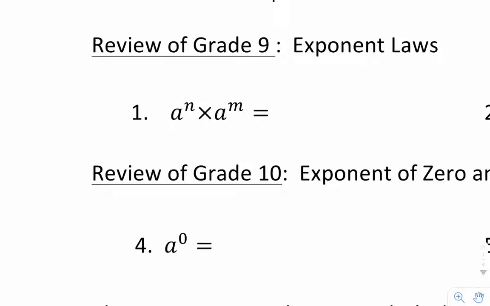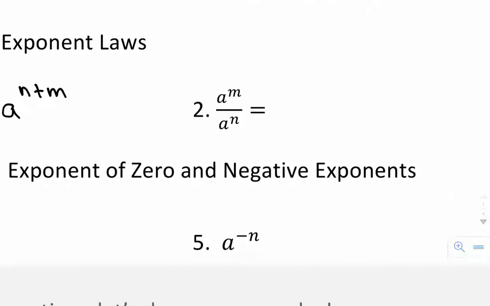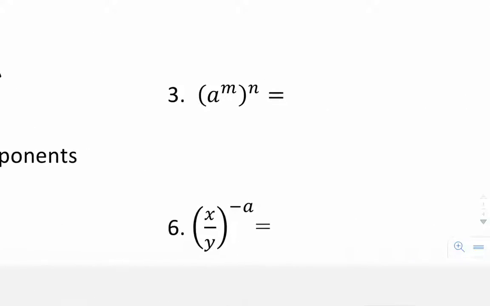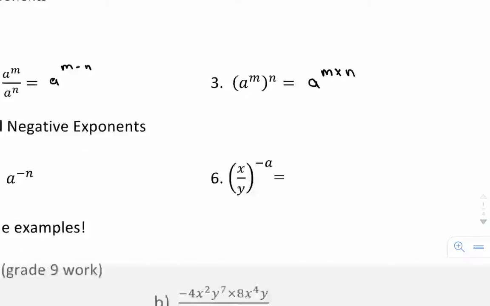them together, what happens is that I add the exponents. So I'm going to get a to the exponent n plus m. When I divide, I'm going to subtract the exponents, and when I raise a power to an exponent, I multiply the exponents. So that's a review from grade 9.